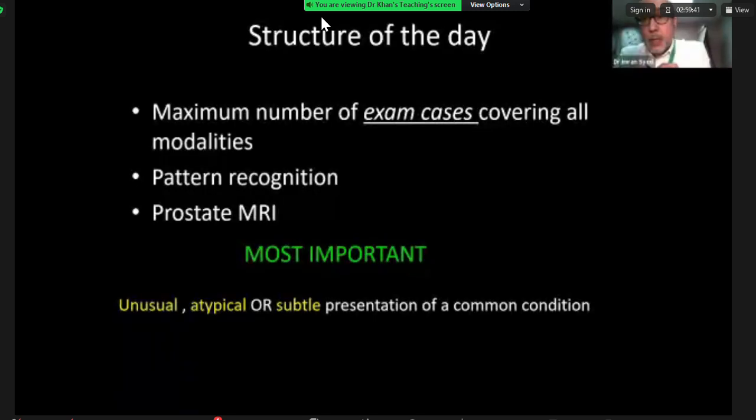Today's talk is going to be on pattern recognition, and we're going to do a small talk on prostate MRI imaging, just so you can get familiarized with the sort of sequences that we do. Most importantly, we are going to be concentrating on unusual, atypical, or subtle presentations of a common condition. That's the key, really.